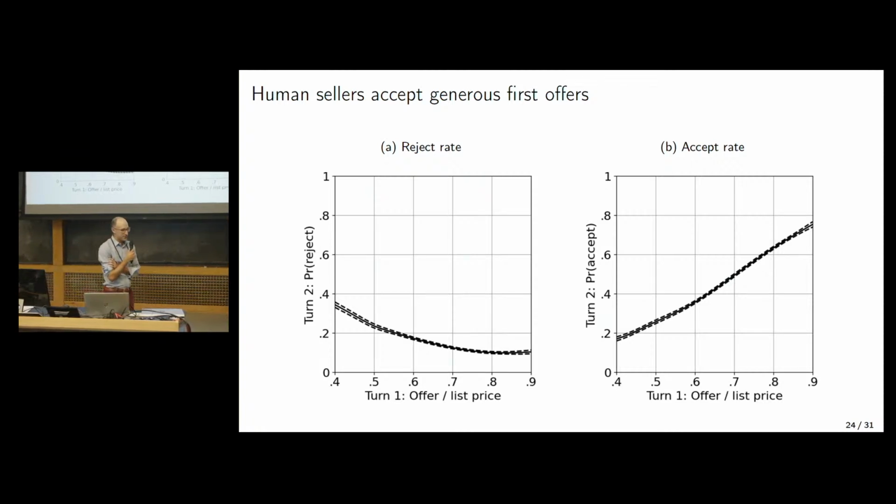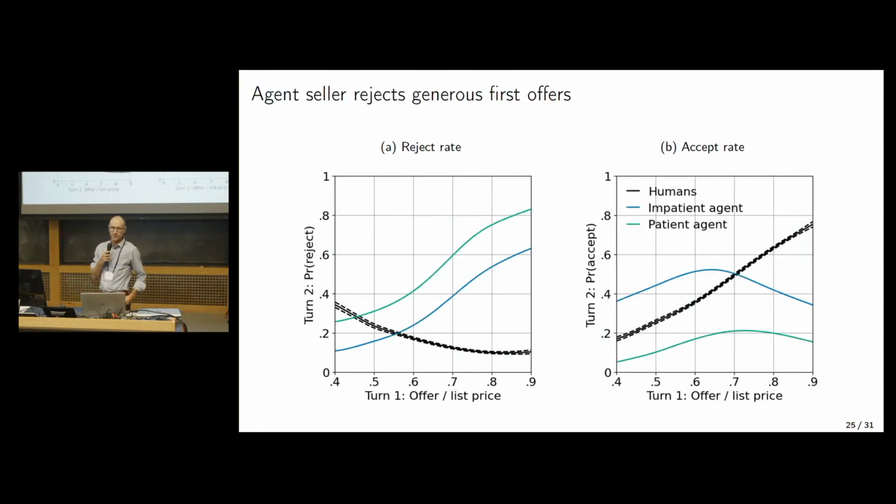And so, these human sellers are doing something that seems quite reasonable. You give me more money, I'm more likely to say, okay, let's do a deal. Okay, as we move right, the rate at which sellers reject decreases, the rate at which they accept increases. Okay, so I think that seems totally reasonable until you see what the agents are doing. Which is the opposite.